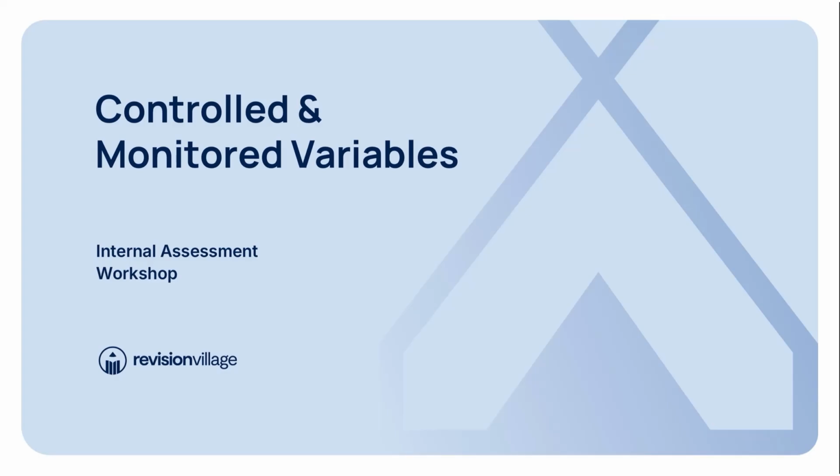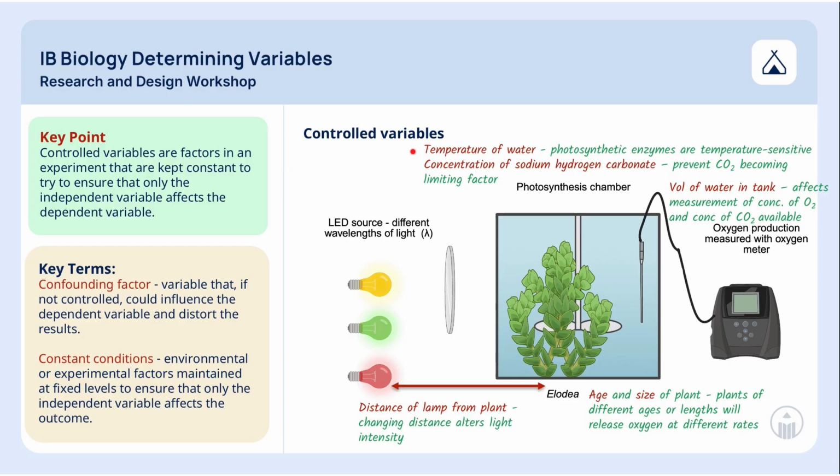In this video, we will look at two types of variables, controlled and monitored. Controlled variables are factors that could influence the dependent variable and therefore must be kept as constant as possible. In your IA, you should identify at least 5 important controlled variables that might otherwise affect the outcome.